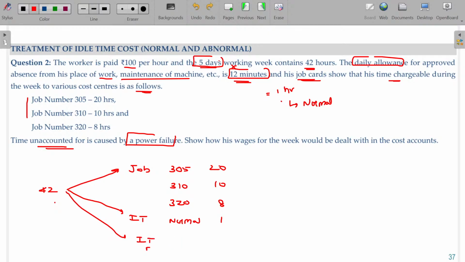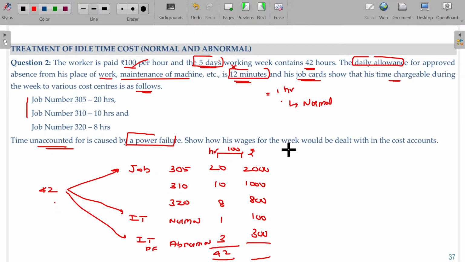This power failure idle time is not named as abnormal. Okay. What is the value? 3 hours, am I right? 3 hours. Per hour costing rupees 100, then you can multiply that into 100, so that you will get what? 2000, 1000, 800, 100 and 300.